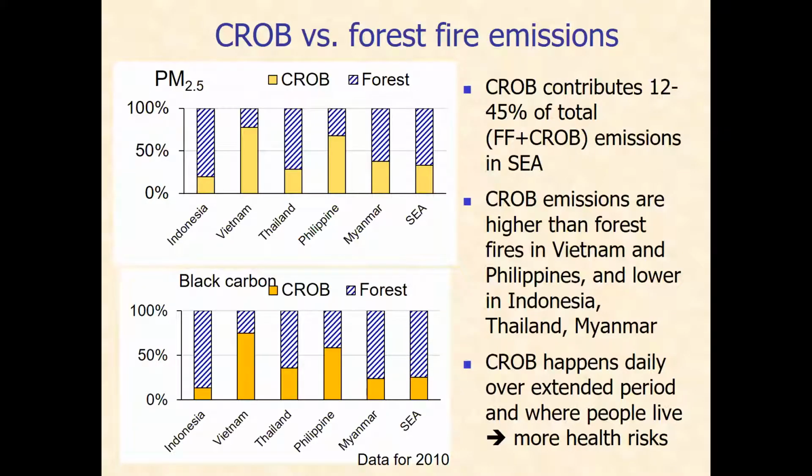When we compare the crops with forest fire emission, overall for the whole Southeast Asian region, crops contribute 12 to 45% of the total sum of forest fire plus crop residue burning. So it means that forest fire contributes more. However, in some countries like Vietnam and the Philippines, crop residue emission is actually higher than forest fire, while in Indonesia, Thailand, and Myanmar, forest fire emission is higher. What is important here is that crop residue open burning happens daily over extended periods. During the whole month of harvesting in an area, daily you can see patches of open burning. And it happens where people live. That's why we have more health risks from this crop residue open burning activity.